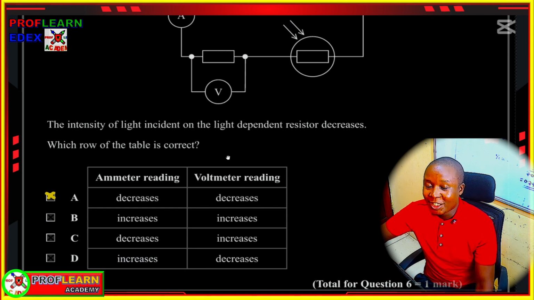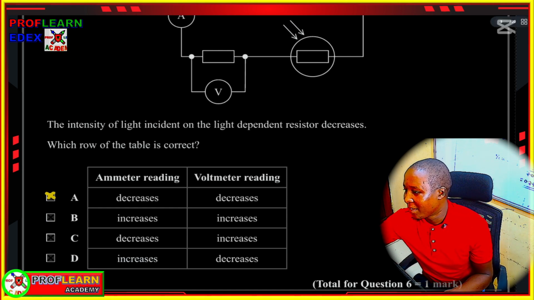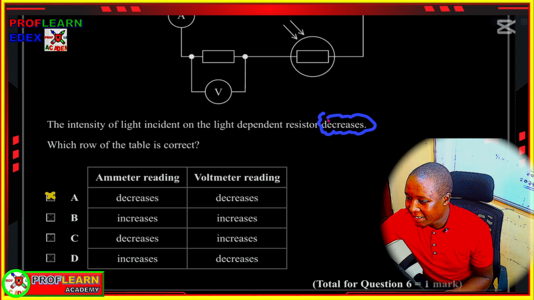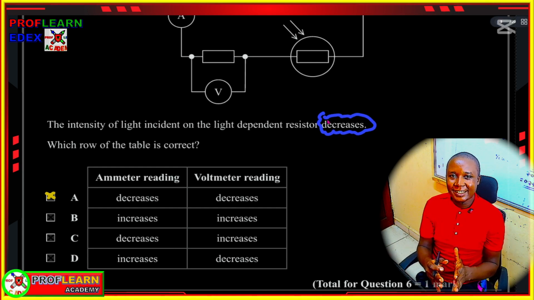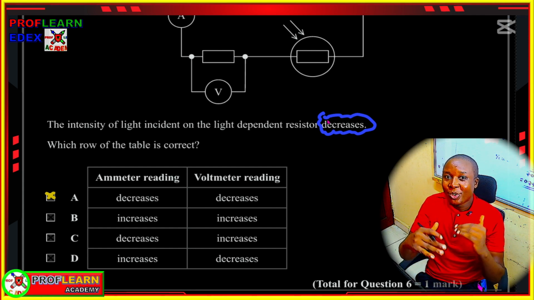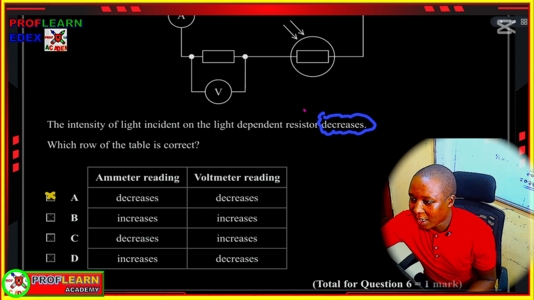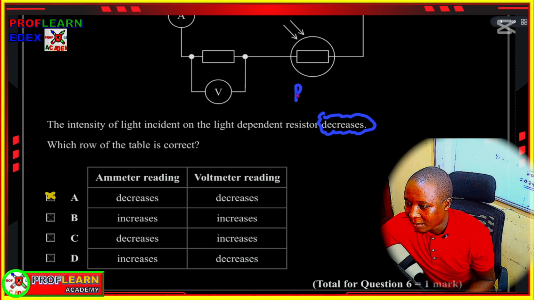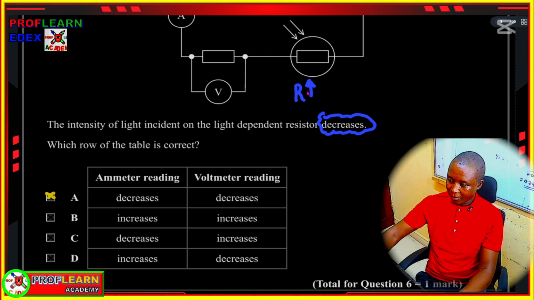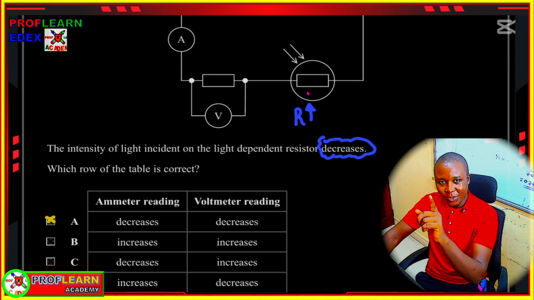The intensity of light decreased. That is the key point. That's something that we really need to put into consideration. Light decreased. So if light decreases, what's going to happen in terms of resistance of this LDR? We are going to say here, resistance is going to increase, right? So if light decreases, resistance will increase.